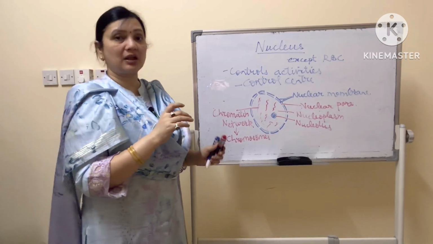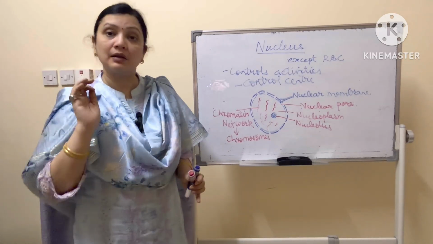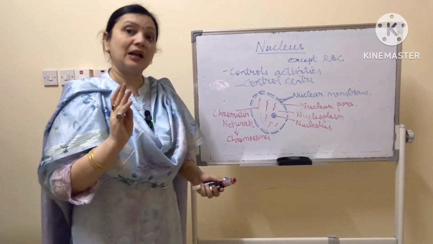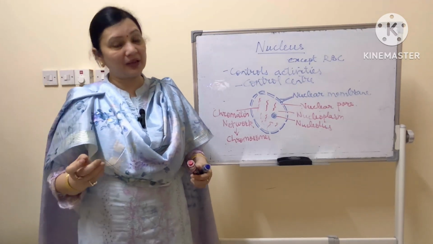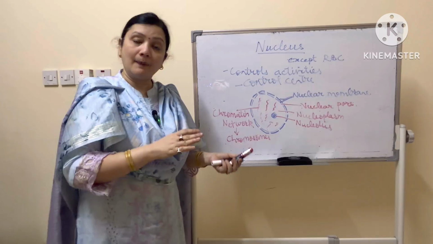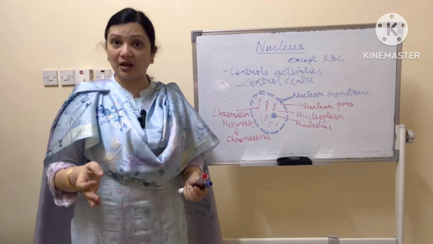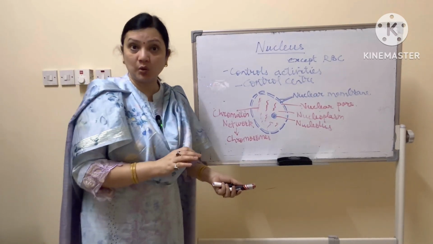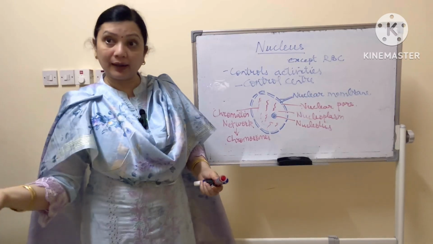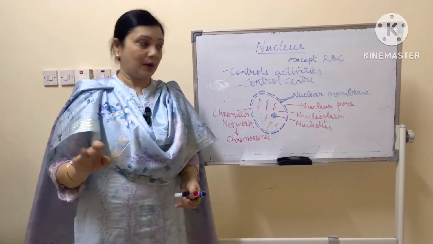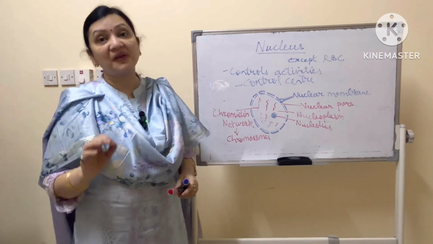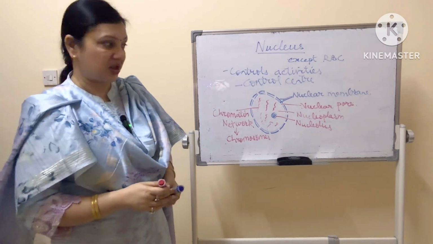The number of chromosomes is fixed for every species. If the number is different, that means it is a different species. Like for human beings, it has to be 23 pairs, 46 chromosomes. If the number of chromosomes is 22 or 48, then that is not a human being. So the number of chromosomes is fixed for different species.